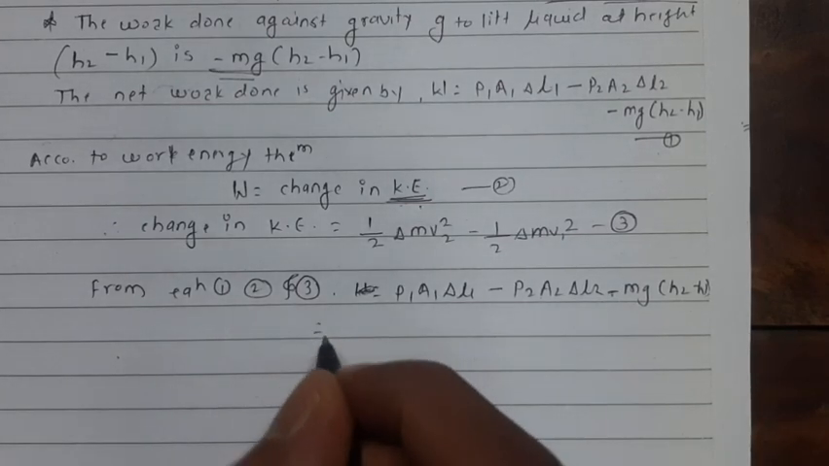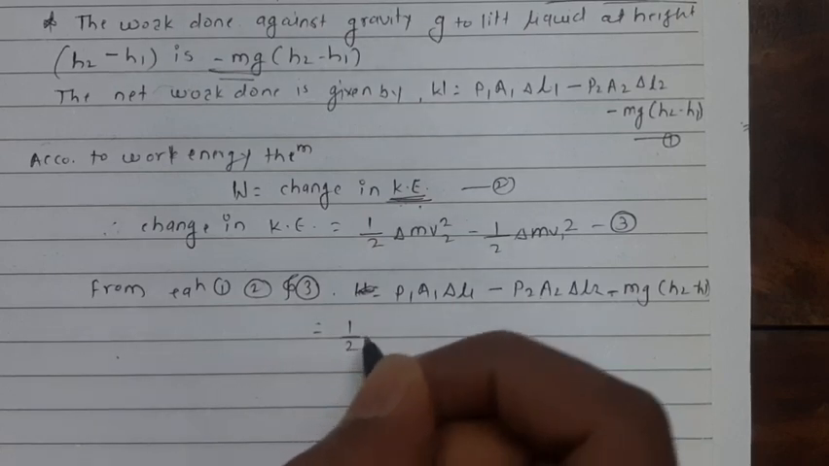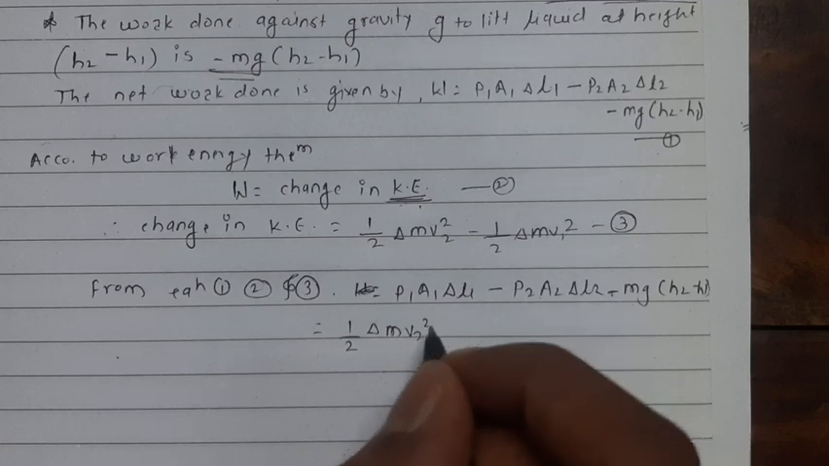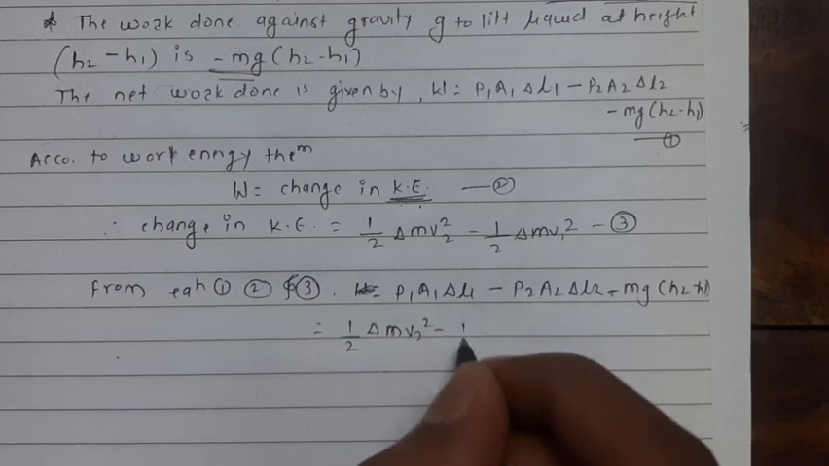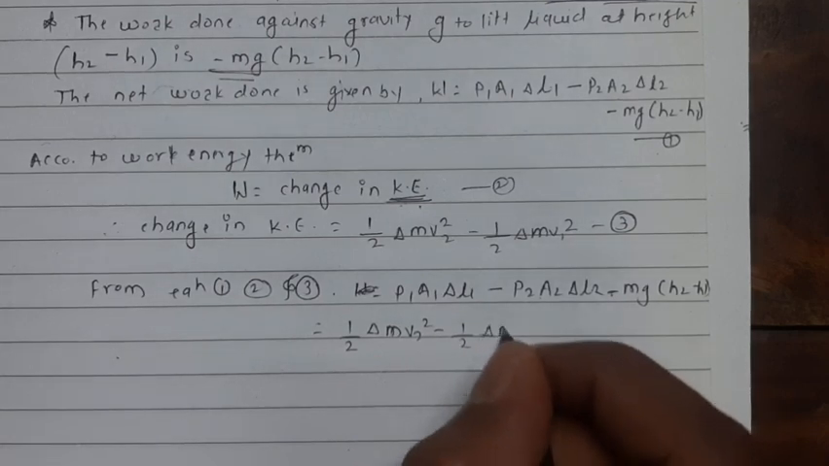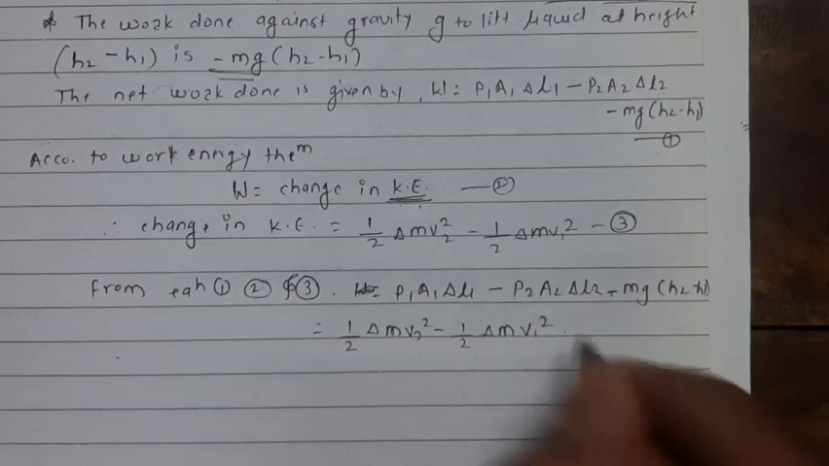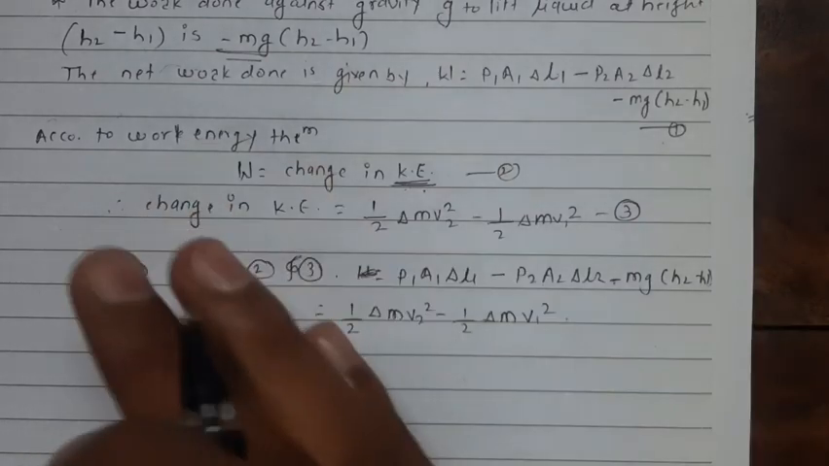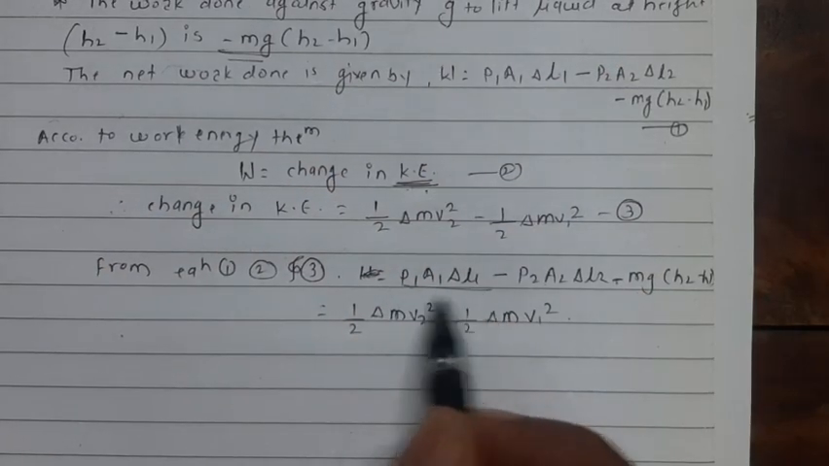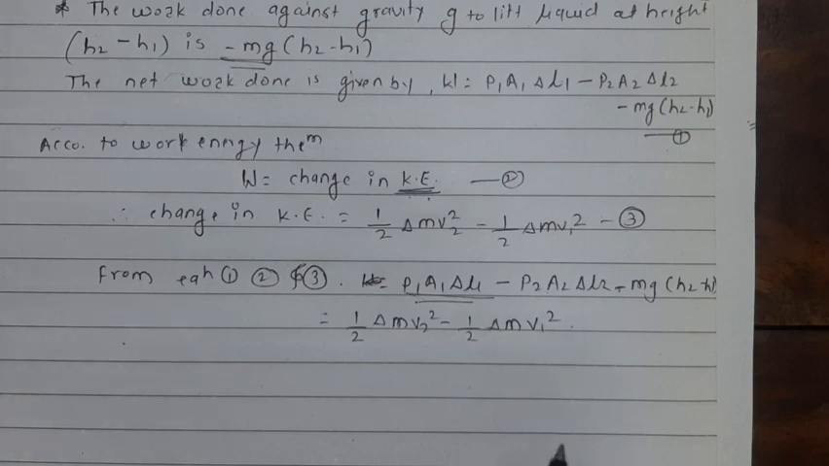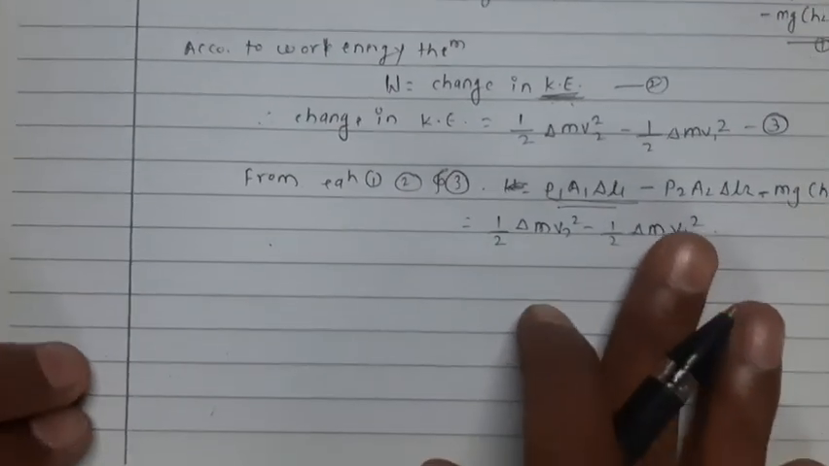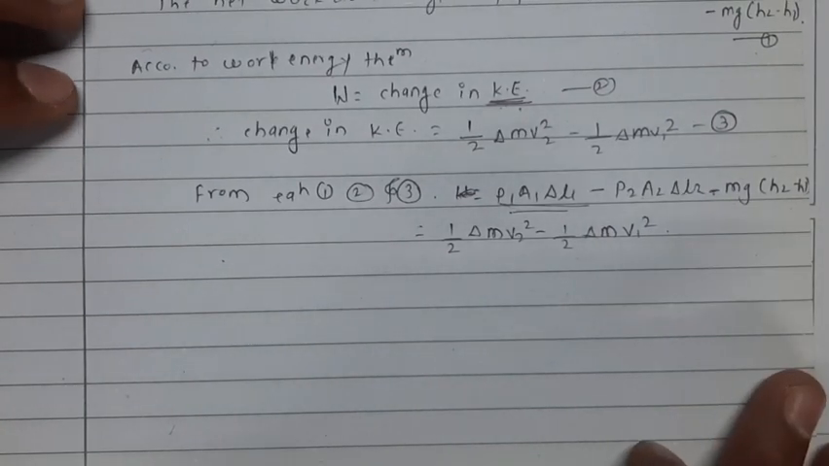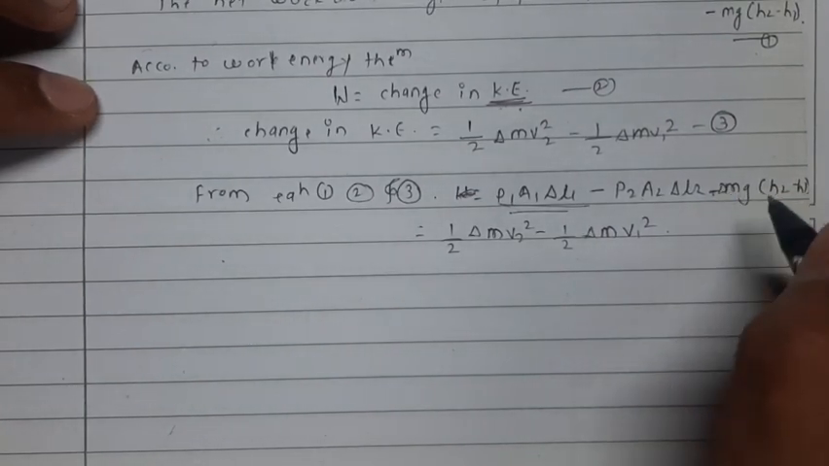We have calculated the kinetic energy, which is 1/2 delta m V2 square minus 1/2 delta m V1 square. Okay, so this is the equation. Now what I will do, I will transfer the terms with the subscript 1 on one side and the terms with subscript 2 on the other side. Actually, this mass is delta m. You have to remember this mass is delta m.